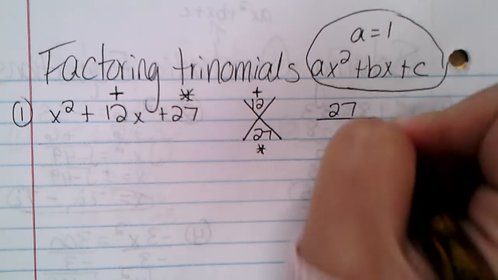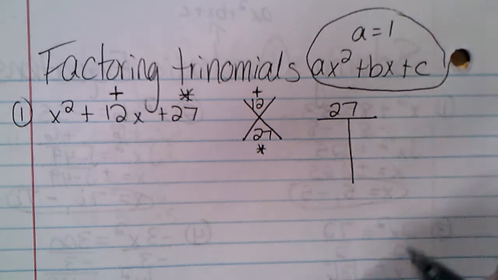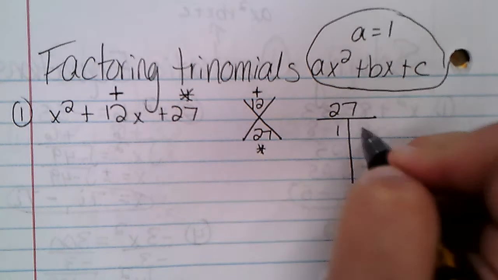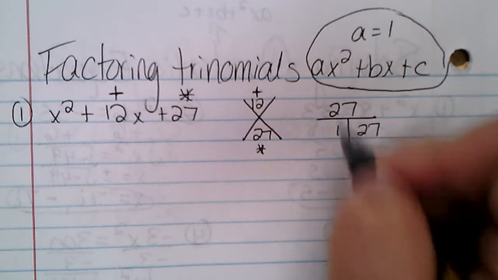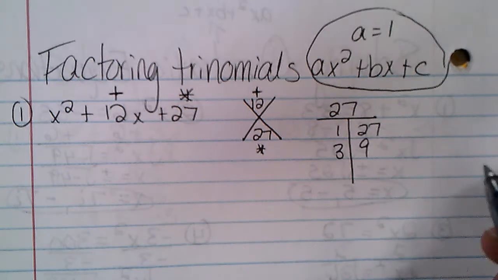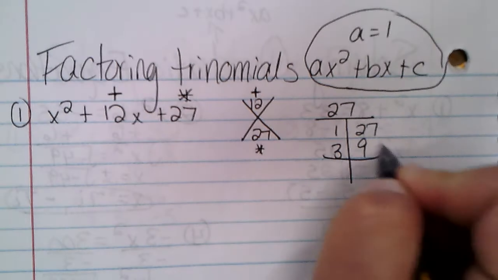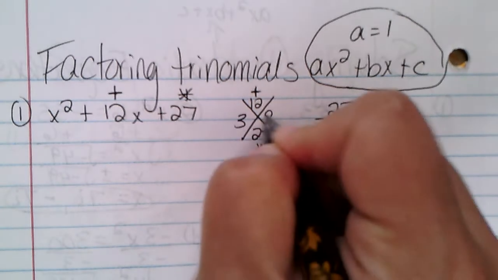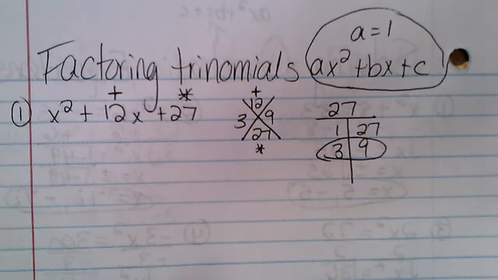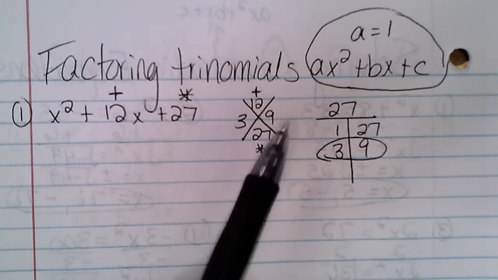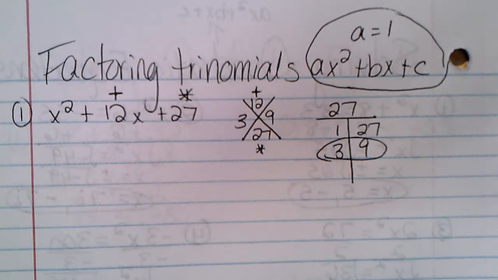So there's not many things that multiply to be 27, so we're going to work on that first. So 1 and 27, 2 doesn't go into it, 3 and 9, and actually that's it. So luckily for us, 3 plus 9 is 12. So yesterday when we were doing the star puzzle, we'd stop here. Now I'm going to show you how that helps us factor.